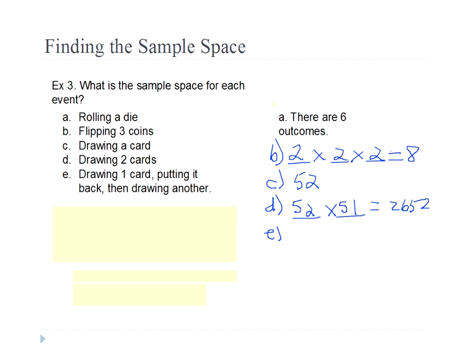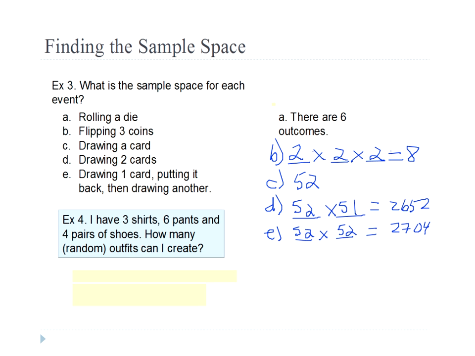In question E, now we have a slightly different scenario where we're still drawing 2 cards. I still have 52 choices for the first, but then I put it back, and then I have 52 choices, therefore, for the second one. And so what this would be is 2,704 choices. So again, that's just practicing finding the sample space, finding the total number of outcomes.